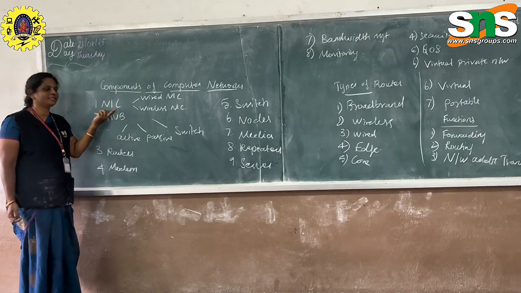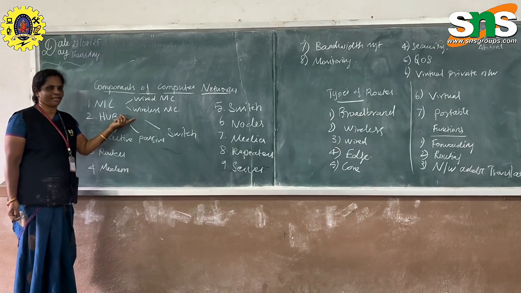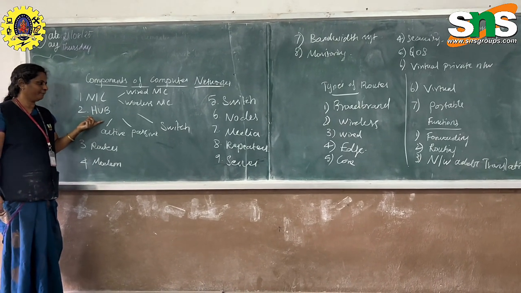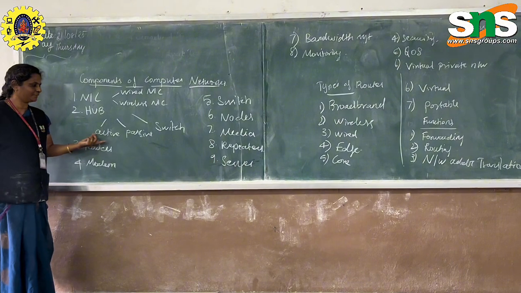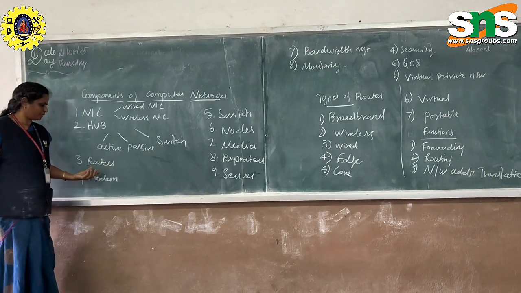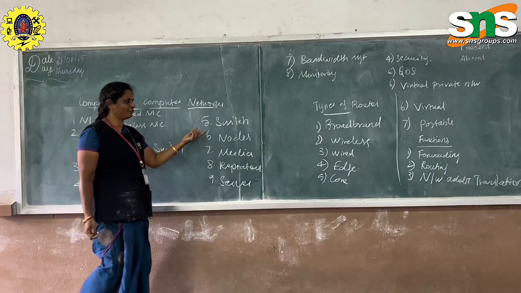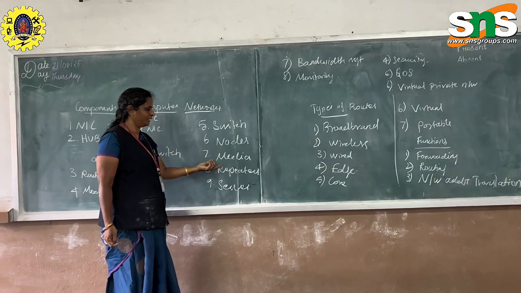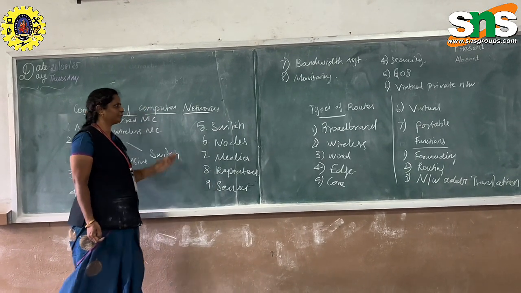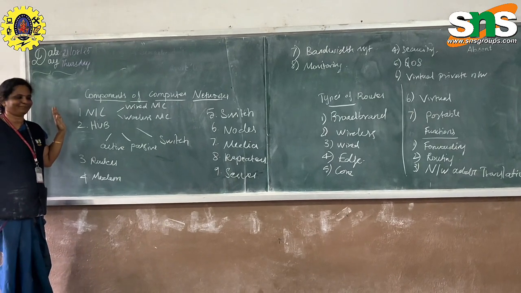So the first one is the network interface card. It is divided into two types, wired and wireless. Let me discuss this one. The second one is the hub. It is nothing but a switch. It may be an active hub, a passive hub, and a switch. Okay, so the next ones are routers, then modem, then switches, then nodes, then media, and a repeater and a server. So these are all the basic components of your computer networks.